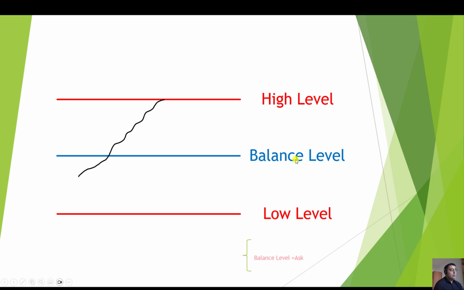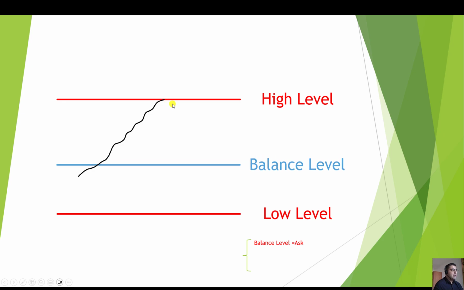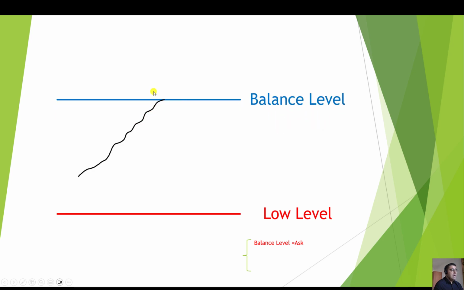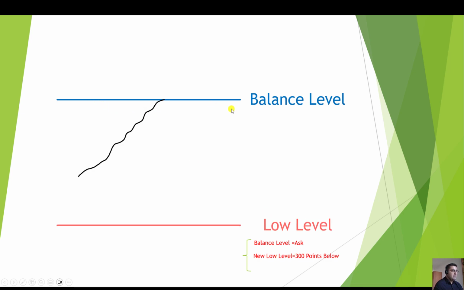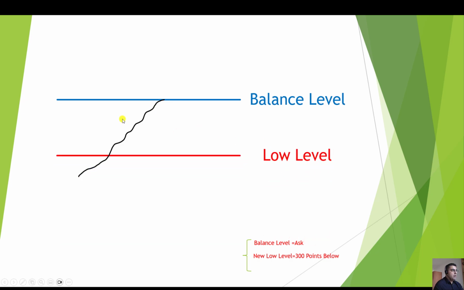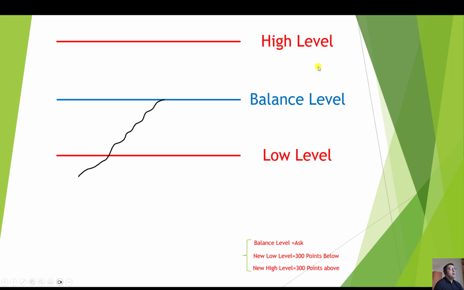We define a new balance level. The new balance level would be equal to ask. Ask at this point is here. So now the new balance level would be here. We define a new low level, which would be 300 points below the balance level. So the new low level will be here, and we define a new high level, which is 300 points above the balance level, and the new high level will be here at this point.